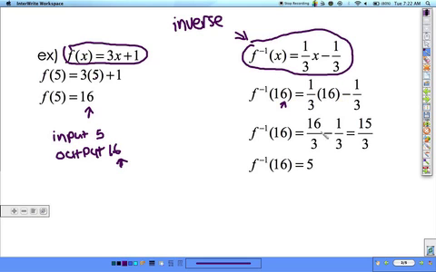1/3 of 16 is just 16 over 3. Since they have a common denominator, you can just subtract the numerators and keep the denominator, and you end up with 15 over 3, and 15 over 3 is, of course, 5. So it's switched around here, but in this case, I do have 16, which was my old output, returning a value of 5, which was my old input. And that's what an inverse function does.